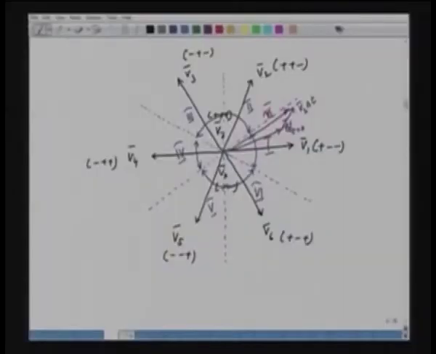The objective in this case is that the flux should be maintained constant. So, we control the torque and flux within two hysteresis bands. Accordingly, we have a flux controller, we also have a torque controller, and that is realized in the following fashion. So, we have a flux comparator.